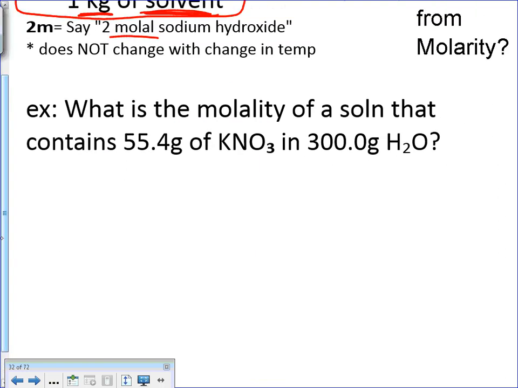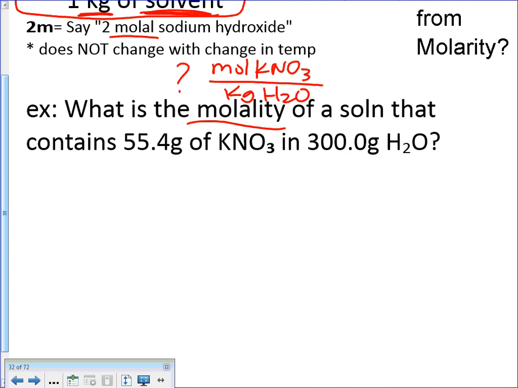Okay, what is the molality? So sorry, back with me. What is molality? Units? Moles of what in this case? The solute is potassium nitrate. Okay, so moles of potassium nitrate over kilograms of water. Yes, okay, so that's what we're looking for. So what's the molality of a solution that contains 55.4 grams of potassium nitrate and 300 grams of water?